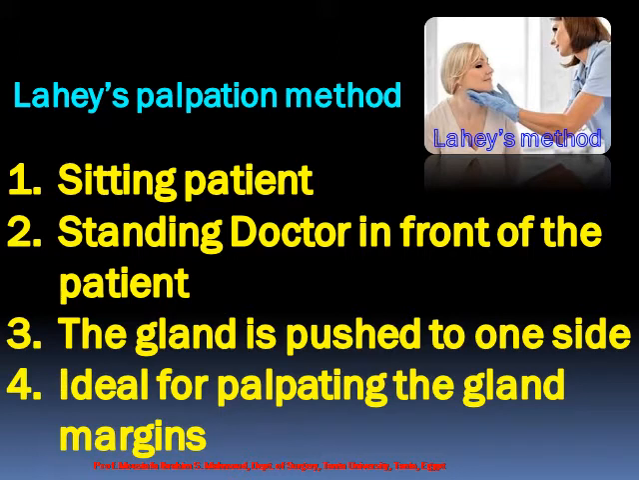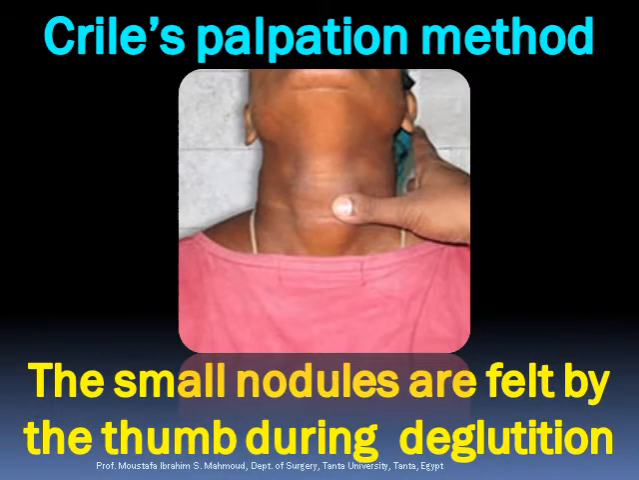The Lahey palpation method. Sitting patient, standing doctor in front of the patient. The gland is pushed to one side. It is ideal for palpating the gland margins. Cryle's palpation method is done by thumb pressure over the swelling to feel small nodules on deglutition.